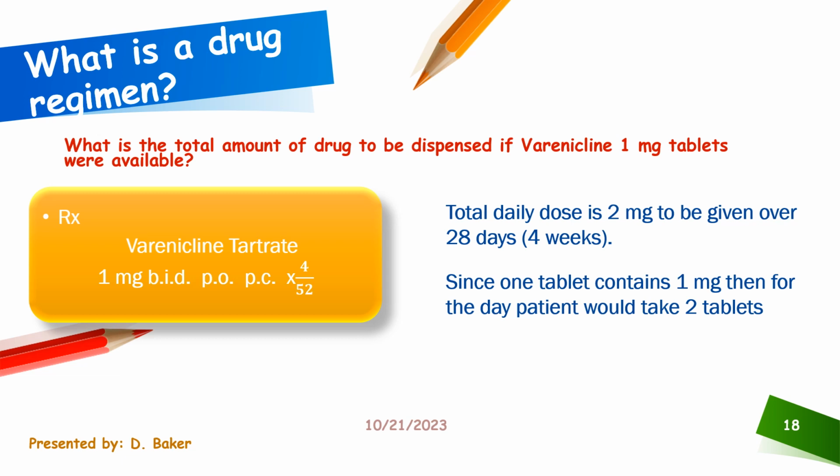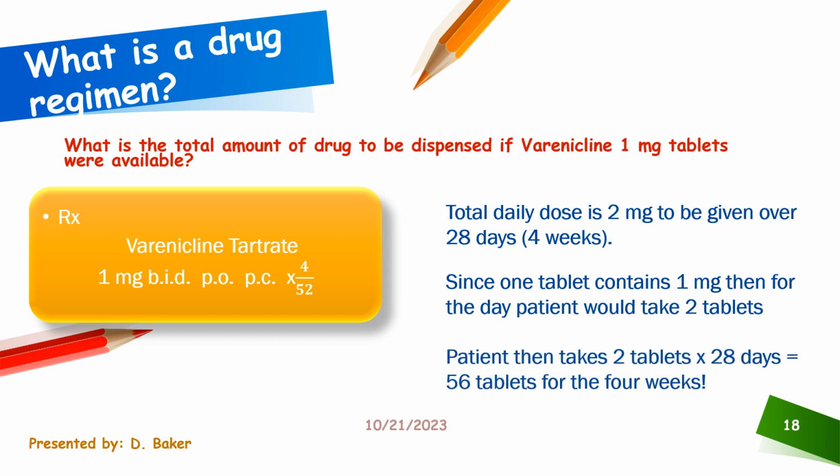Now, since one tablet contains 1 milligram, then of course, for one day, the patient is going to be taking 2 tablets. The patient then takes 2 tablets times 28 days, so the total here is going to be 56 tablets for the 4 weeks.